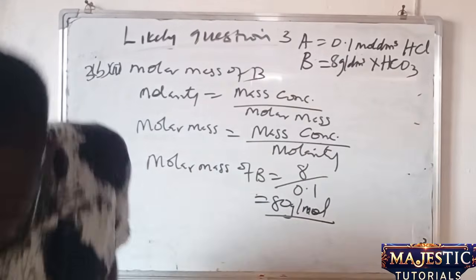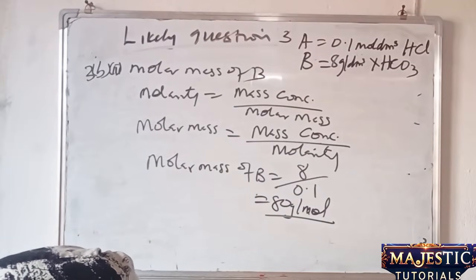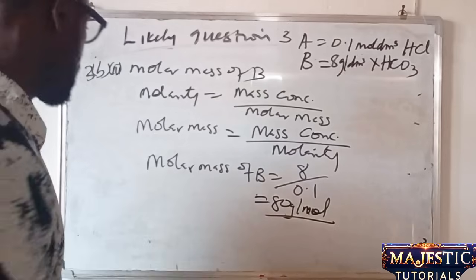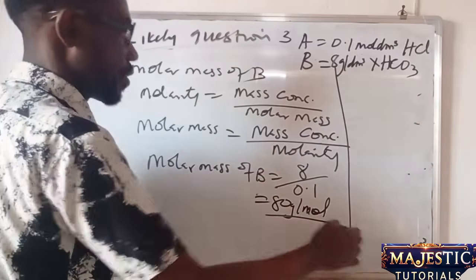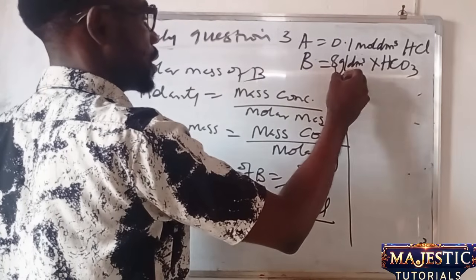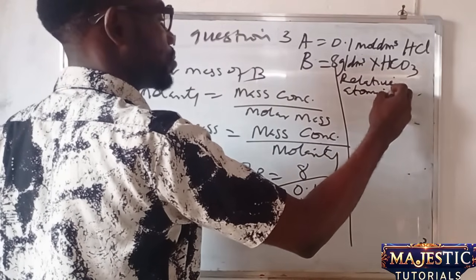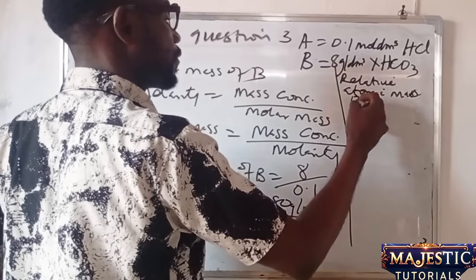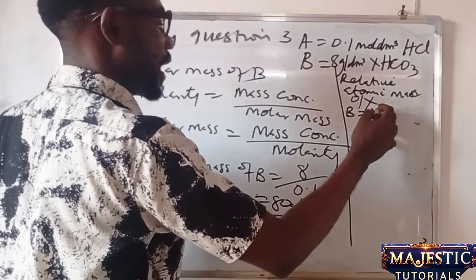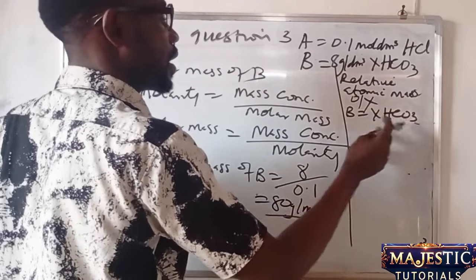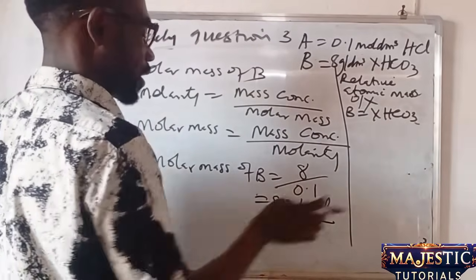The next question that follows is to find the value of X. They say calculate the relative atomic mass of X. How do we do that? The relative atomic mass of X in this compound: we already know that B is now XHCO3. That means the molar mass is 80, that these things were summed up and gave us 80.